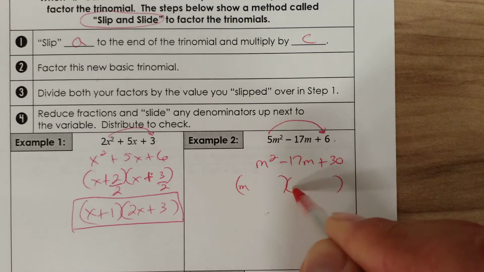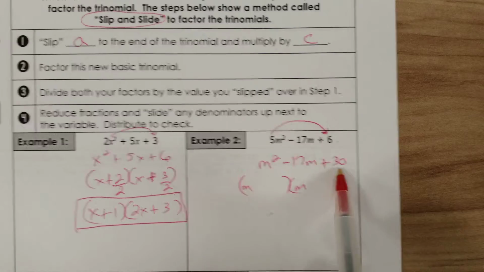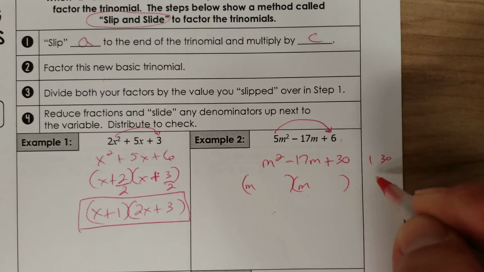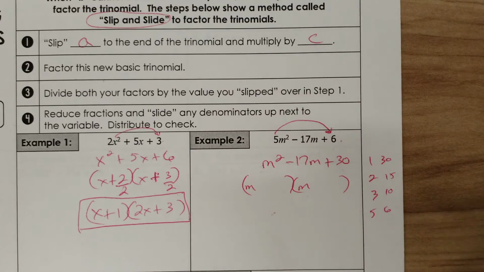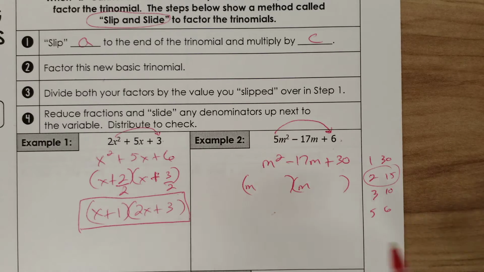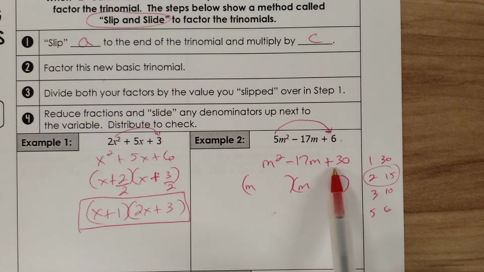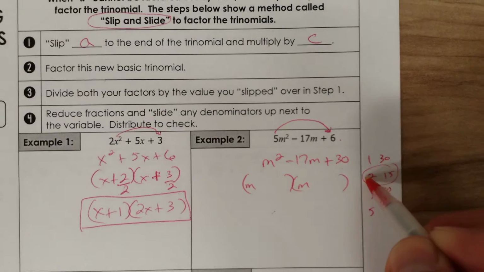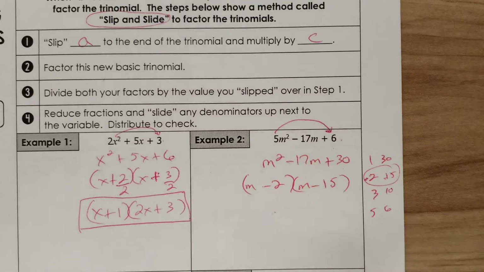I'm going to split the m. Numbers that multiply to give you 30, that add up to be negative 17. Well, let's see, 1 times 30, 2 times 15, 3 times 10, and 5 times 6. And the only combination I can get a 17 out of that is 2 and 15. They have to multiply to be positive 30, which means they have to both be positive or both be negative, but I needed to add up to be negative 17, so I'm going to make them both negative. So negative 2 and negative 15.